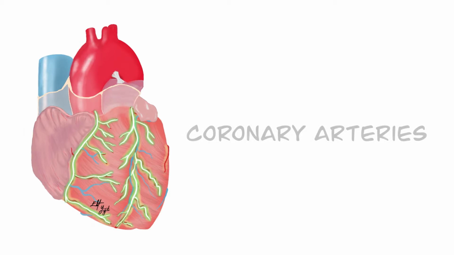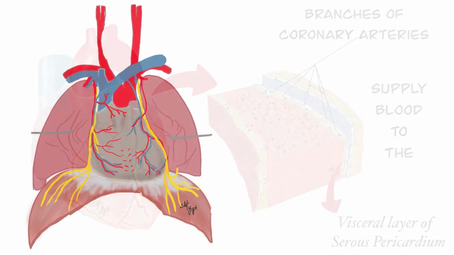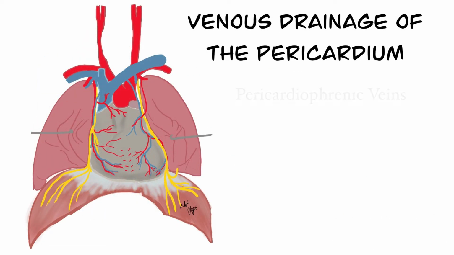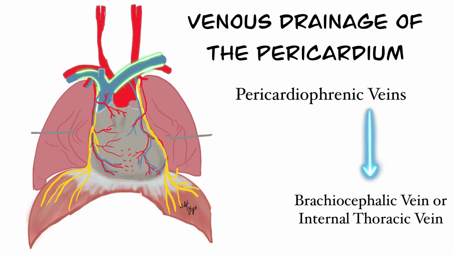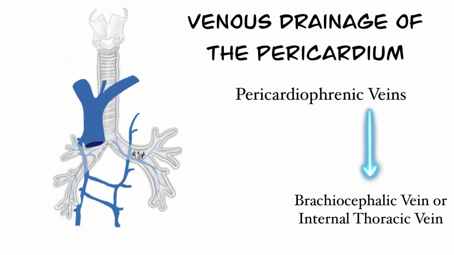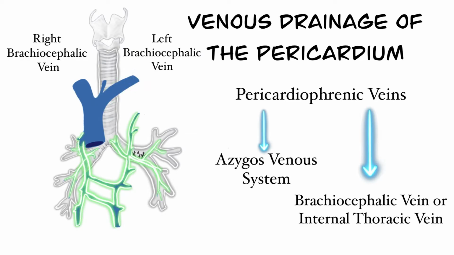The coronary arteries supply blood only to the visceral layer of the serous pericardium. The venous drainage of the pericardium is accomplished by the pericardiophrenic veins, tributaries of the brachiocephalic veins or internal thoracic veins. In the figure, we are looking at the right brachiocephalic vein and left brachiocephalic vein. Variable tributaries of the azygos venous system, which are also tributaries of the brachiocephalic veins, also provide venous drainage of the pericardium.